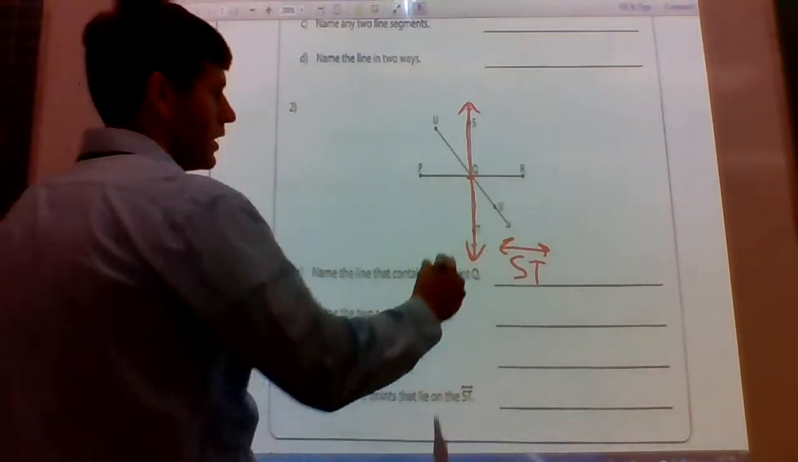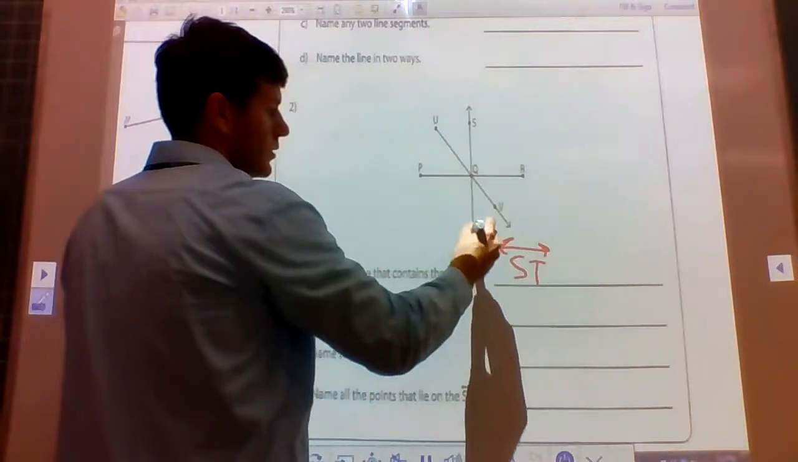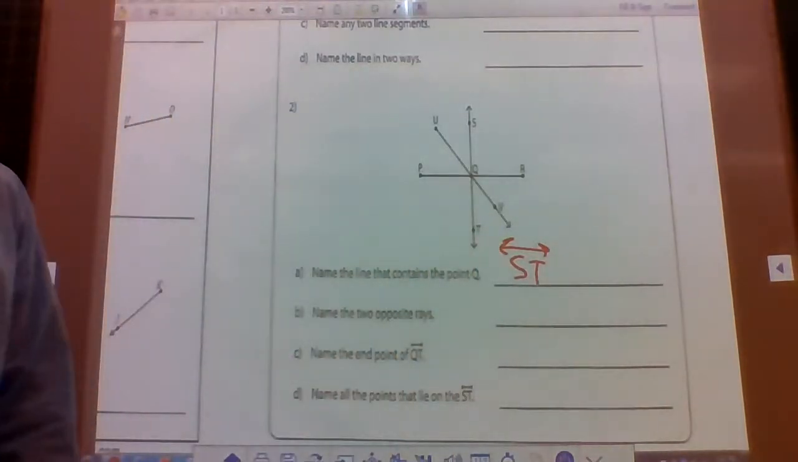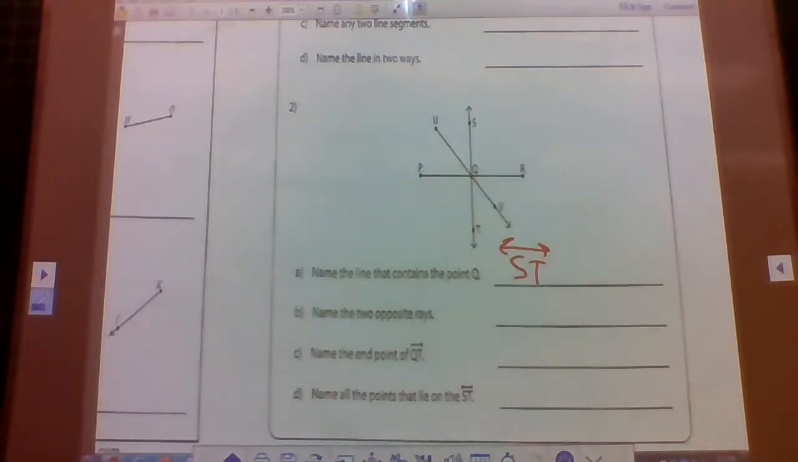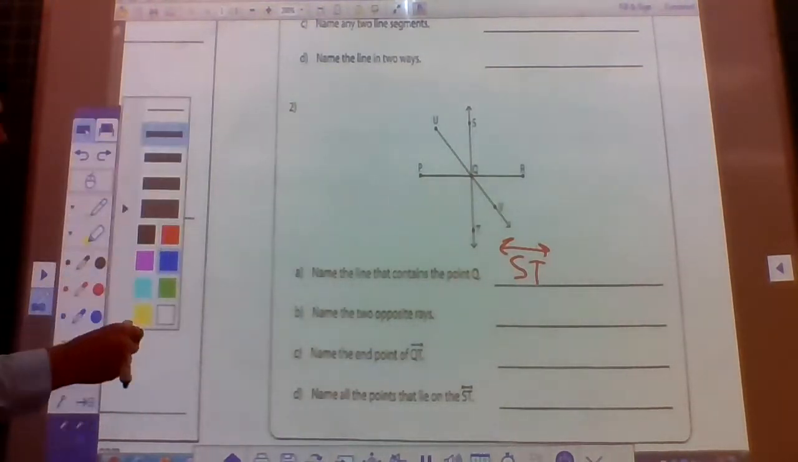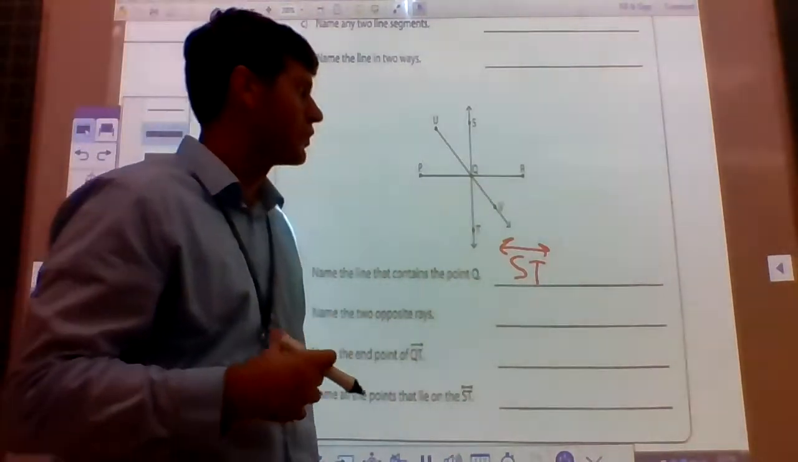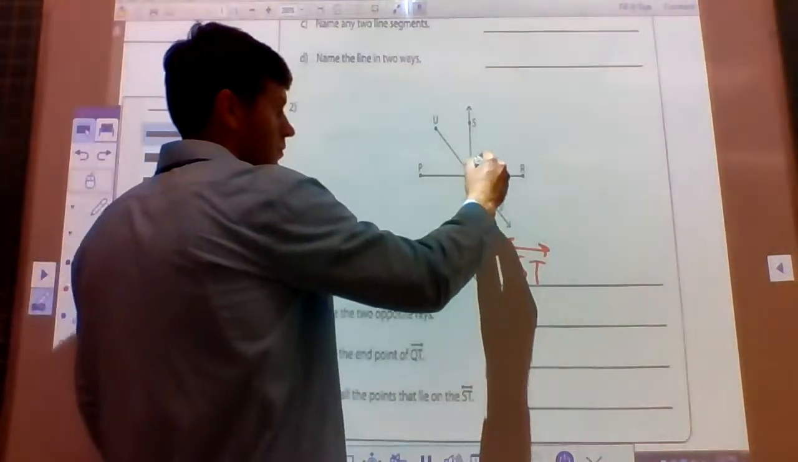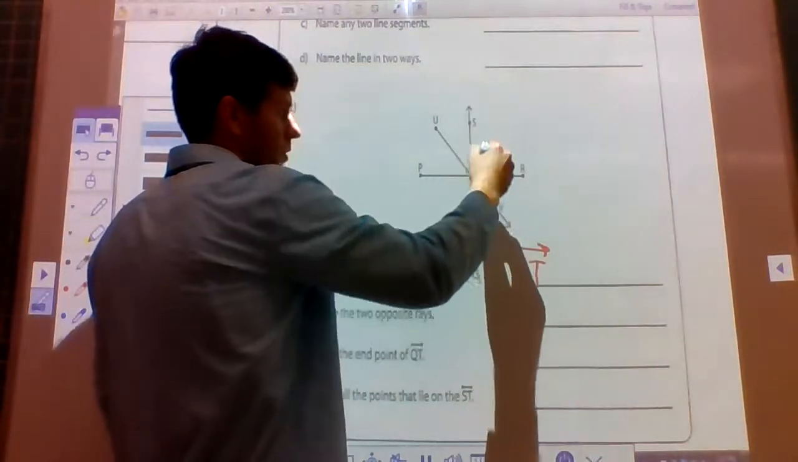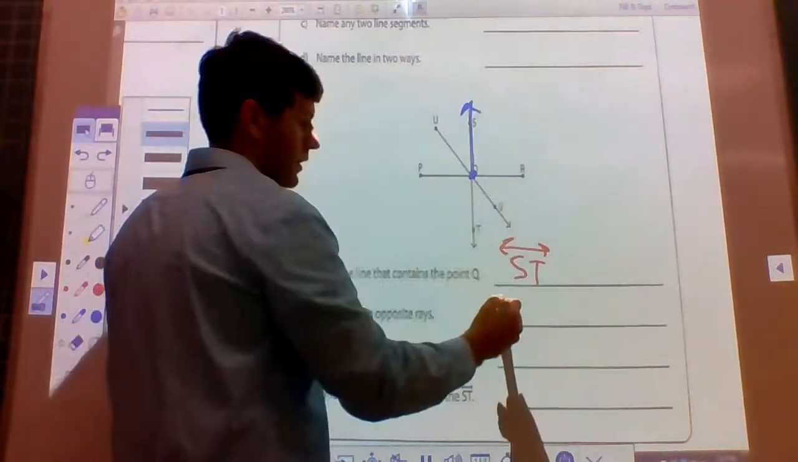B is asking for two opposite rays. So opposite rays need to meet two conditions. The two rays need to share the same endpoint, and they need to form a straight line. So if you're going to name opposite rays, you want to start in the middle. So the middle here is Q. So we pick one direction. Let's go up to S. So here is ray QS.